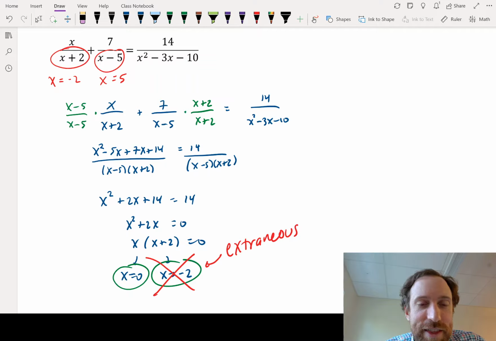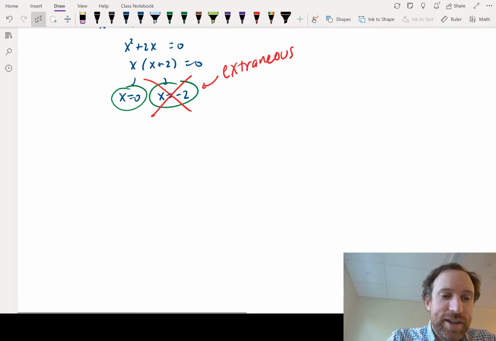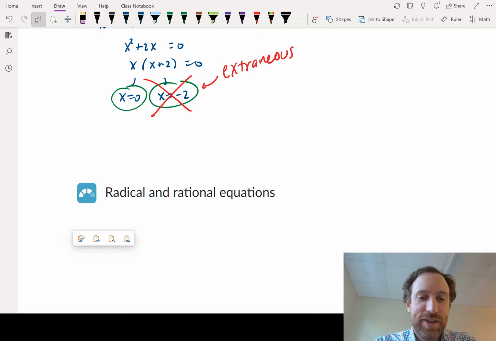All right, so that's the theme of our section, which was radical and rational equations. And the reason I've grouped them together is because they both may contain extraneous solutions.